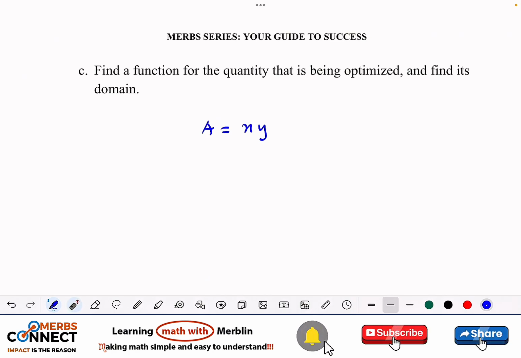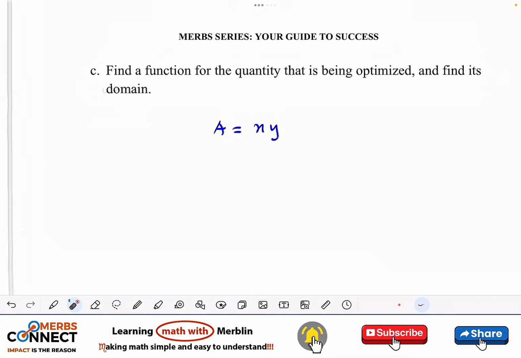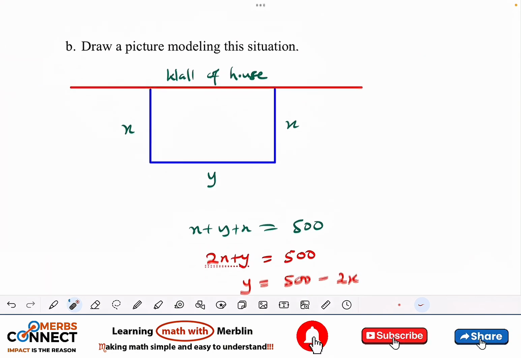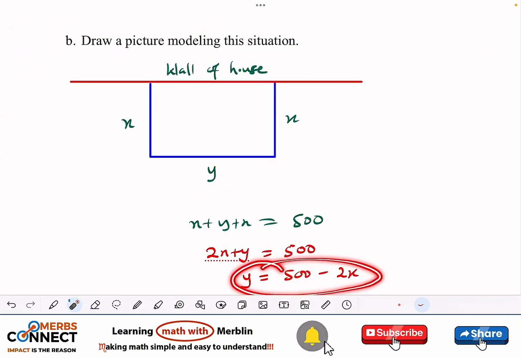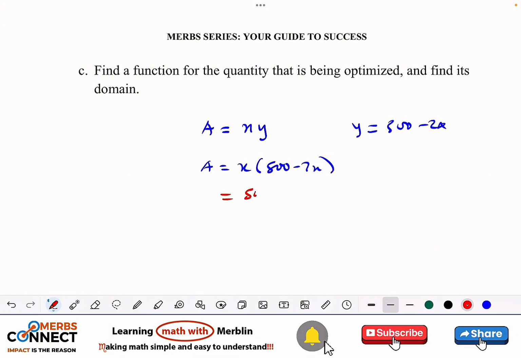But anytime we have an objective function, it should be in terms of only one variable, right? And we can see from the constraint that y is equal to 500 minus 2x. So we can write this as area is equal to x times (500 minus 2x), because we know that y is equal to 500 minus 2x. Then I can expand this and have 500x minus 2x squared. So this becomes the area that we need to optimize.